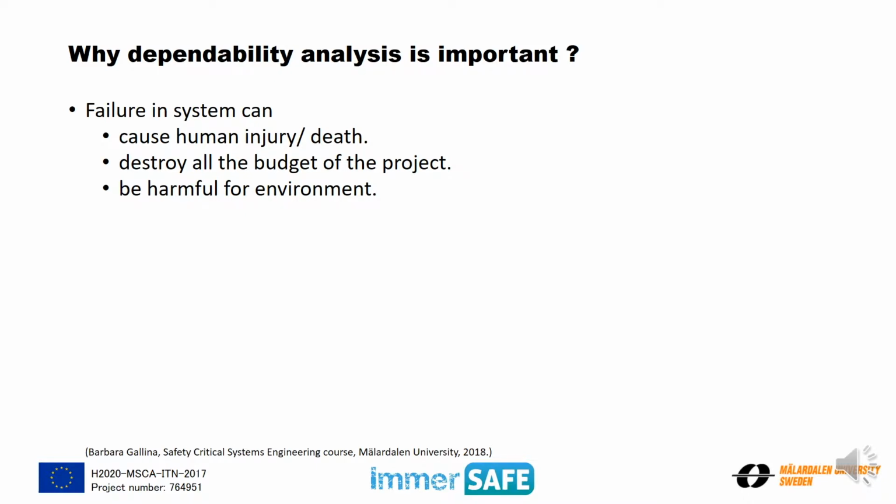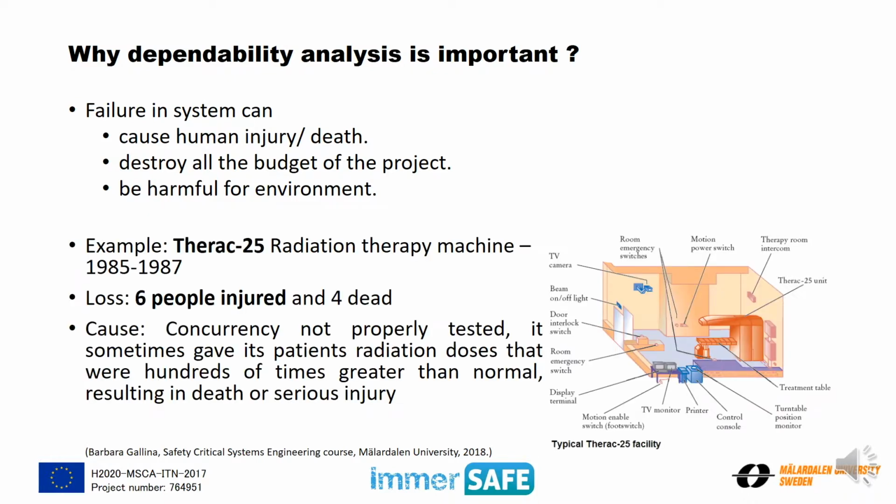Why is dependability analysis important? Because failure in a system can cause human injury or death, it can destroy all the budget of the project, and it can be harmful for the environment. For example, the Therac-25 radiation therapy machine, which was not properly tested, gave radiation doses hundreds of times greater than normal. The result was 6 people injured and 4 dead.